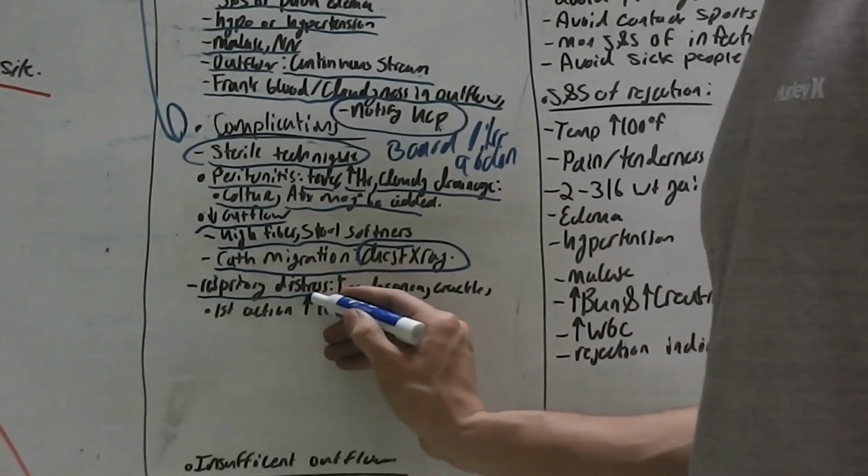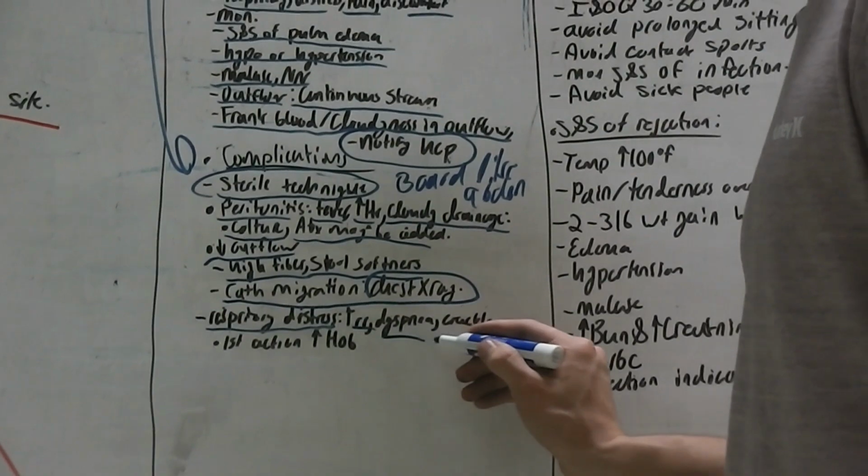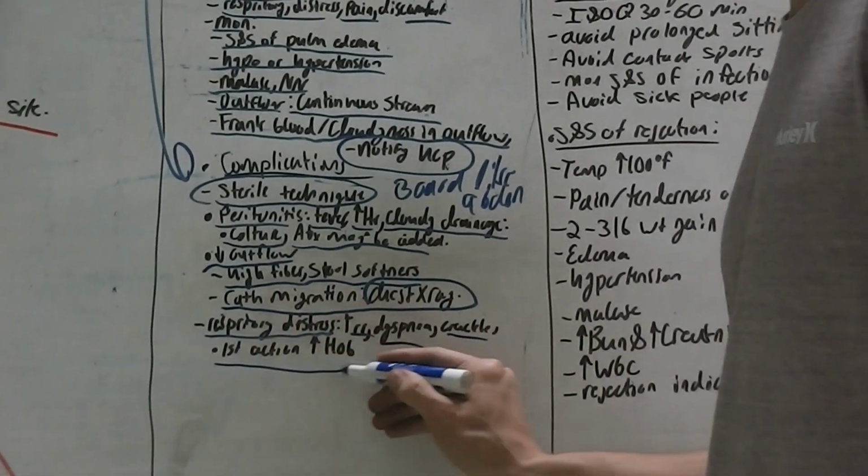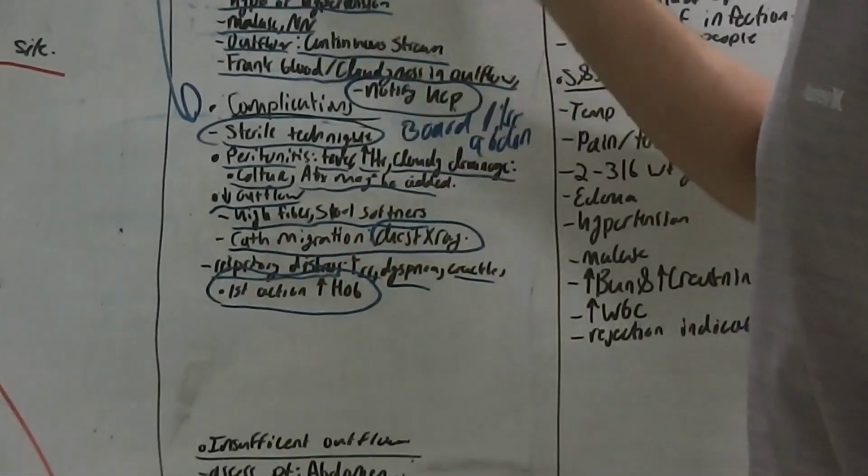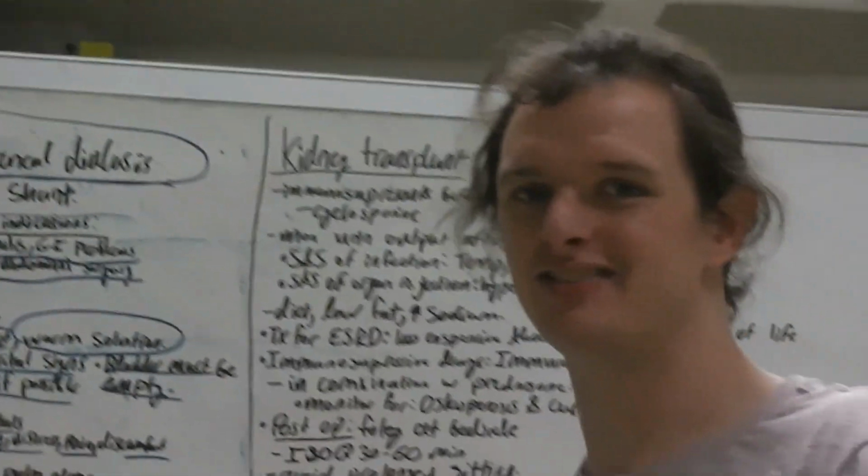Respiratory distress, increased respirations, dyspnea, crackles. First action in respiratory distress with peritoneal dialysis is elevate the head of the bed.